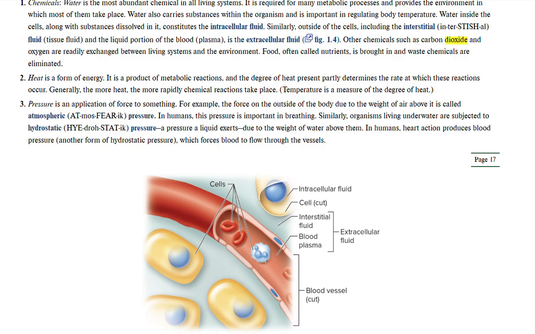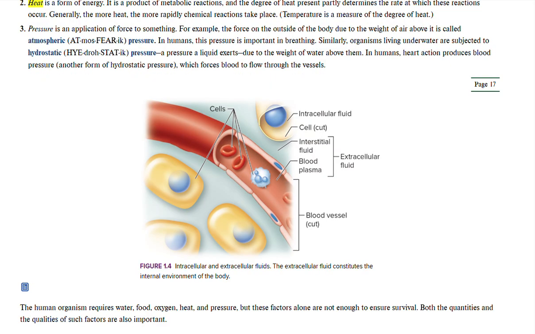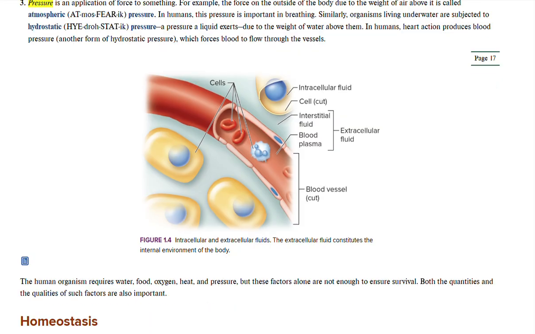Other chemicals such as carbon dioxide and oxygen are readily exchanged between living systems and the environment. Food, often called nutrients, is brought in and waste chemicals are eliminated. Heat is a form of energy. It is a product of metabolic reactions, and the degree of heat present partly determines the rate at which these reactions occur. Generally, the more heat, the more rapidly chemical reactions take place. Temperature is a measure of the degree of heat.